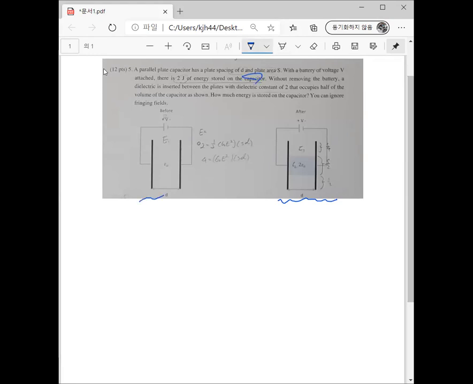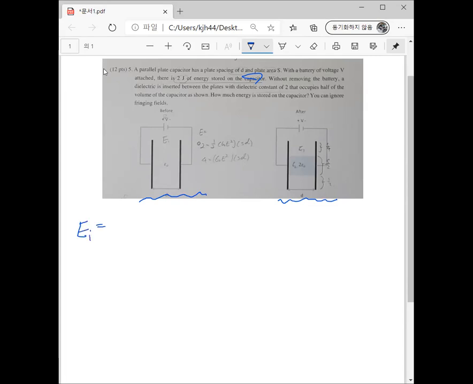this one. Without removing the battery, the dielectric is inserted between the plates with dielectric constant of 2. And this occupies the half of the volume of the capacitor shown. So let's take a look at the initial state first.